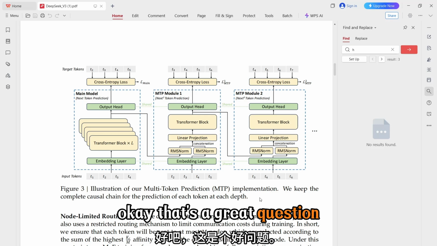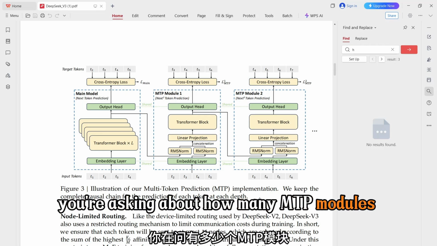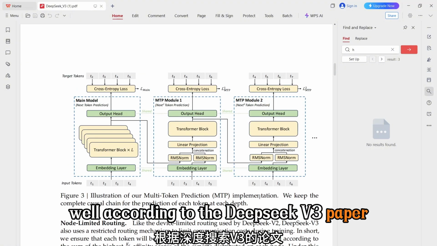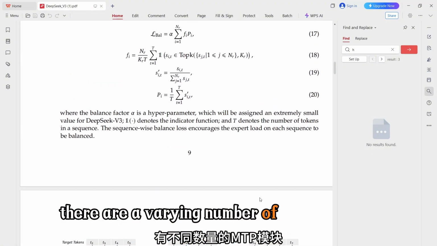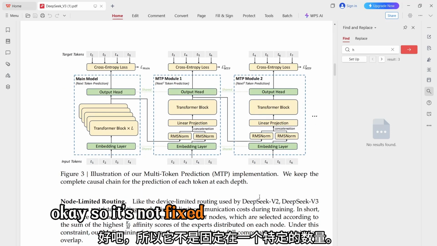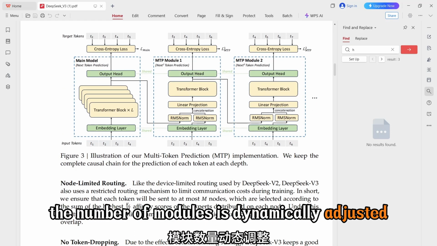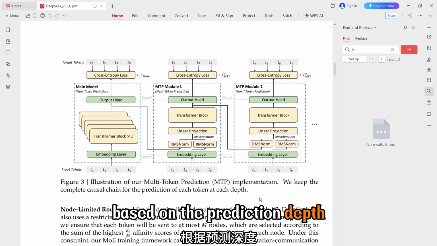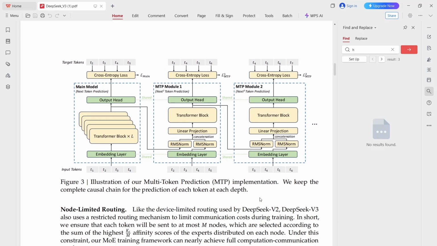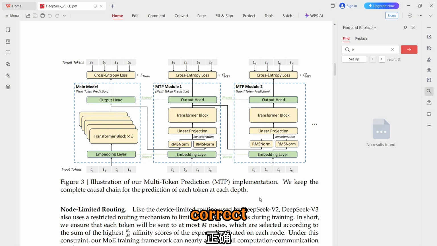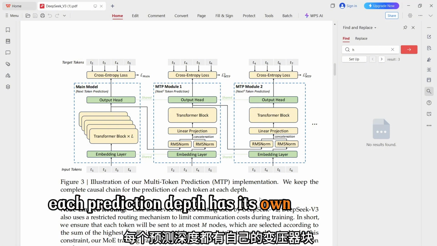Okay, that's a great question. Yeah, you're asking about how many MTP modules there are and if they're all the same size? Well, according to the DeepSeek V3 paper, there are a varying number of MTP modules. Okay, so it's not fixed at one particular amount? That's right, the number of modules is dynamically adjusted based on the prediction depth. Okay, so they can be scaled as needed. So they're sharing those resources, but the transformer blocks of the main model and MTP module are separate. Correct. Each prediction depth has its own transformer block.